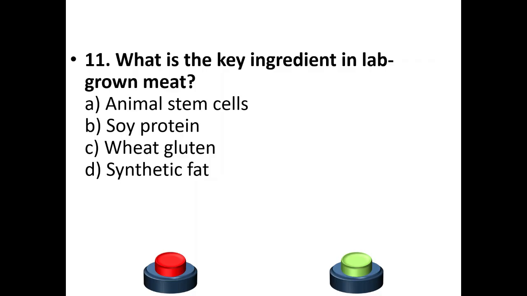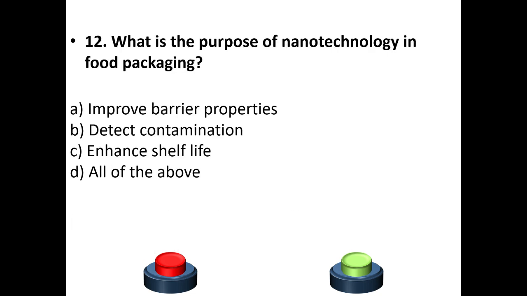11th question, what is the key ingredient in lab grown meat? A. Animal stem cells, soy protein, wheat gluten, synthetic fat. Which is the answer? Here answer is A. Animal stem cells. 12th question, what is the purpose of nanotechnology in food packaging? Improve barrier properties, detect contamination, enhance shelf life, all of the above. Your answer is D. All of the above.